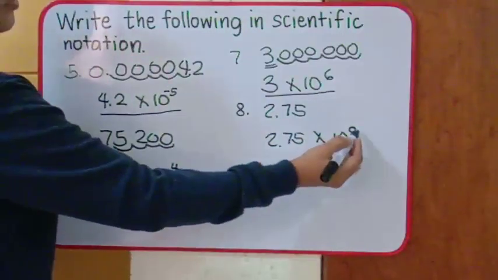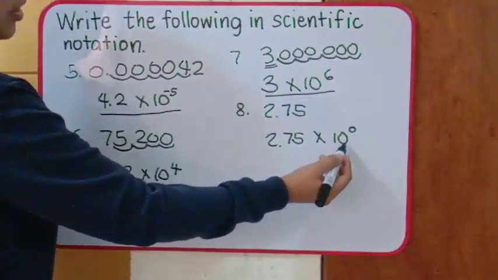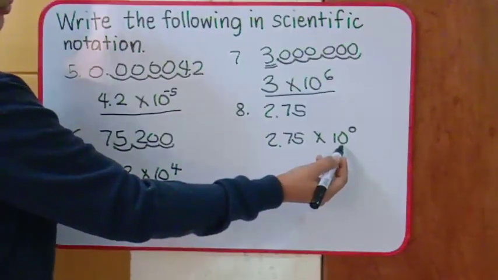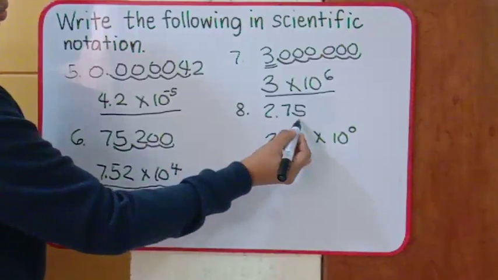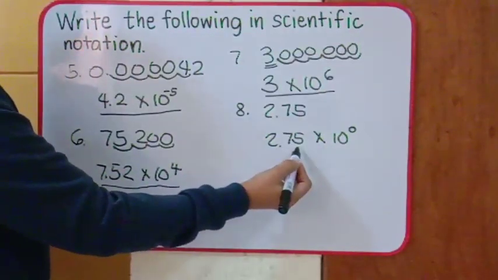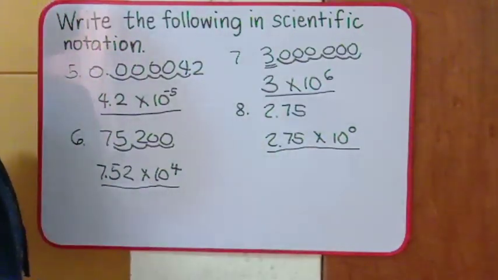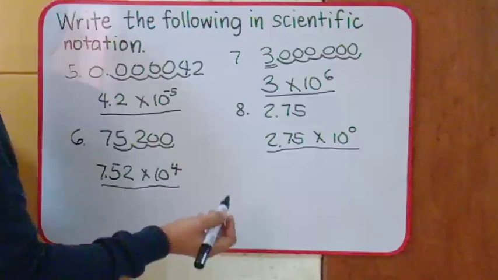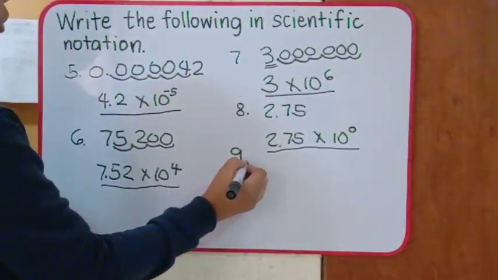So we use 0 because any number with a 0 exponent is always equal to 1. So when we multiply 1 to 2.75, still the answer is 2.75. So we follow the form of A times 10 raised to n. So we have the scientific notation, 2.75 times 10 raised to 0. Okay, now let us have example number 9.